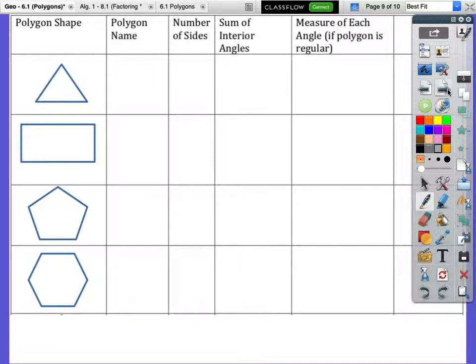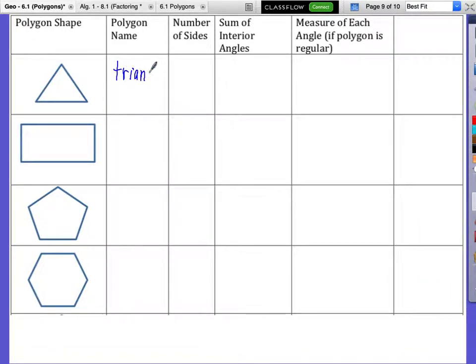Okay, so first of all, we're gonna fill out this table. For a triangle, the name's a triangle. How many sides does a triangle have? 3. What is the sum of the interior angles? 180 degrees. What would be the measure of each angle if the polygon's regular? That means if it's equiangular. 60 degrees. How do you find that? Division. 180 divided by 3.